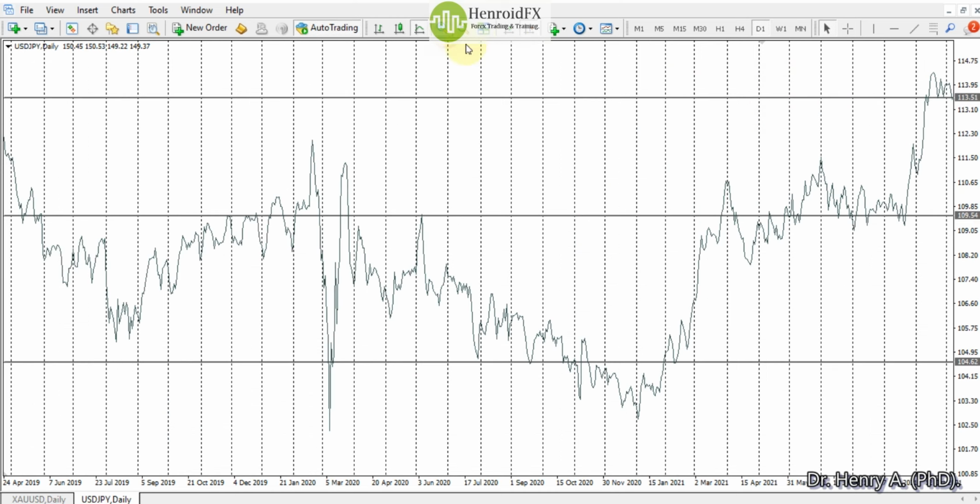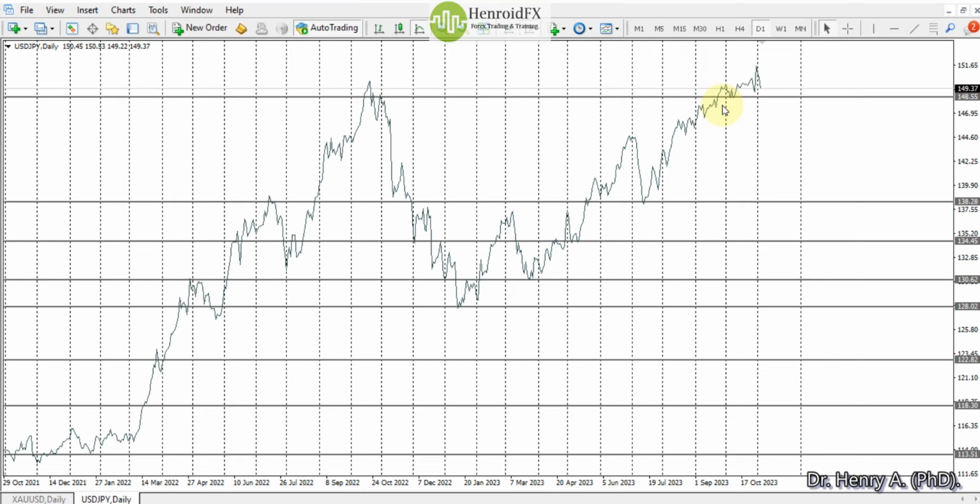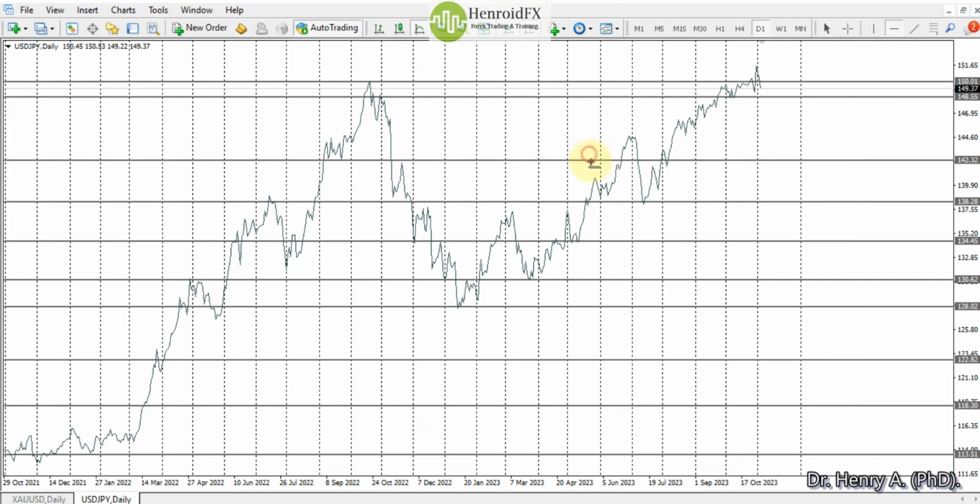Let me expand it a bit. It touched here. It touched here as well. This is another one here. You can see it. Good. It's important so that you don't get caught unaware. This is another important one.